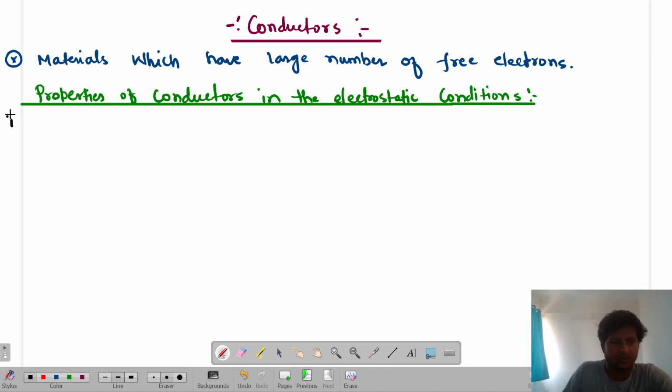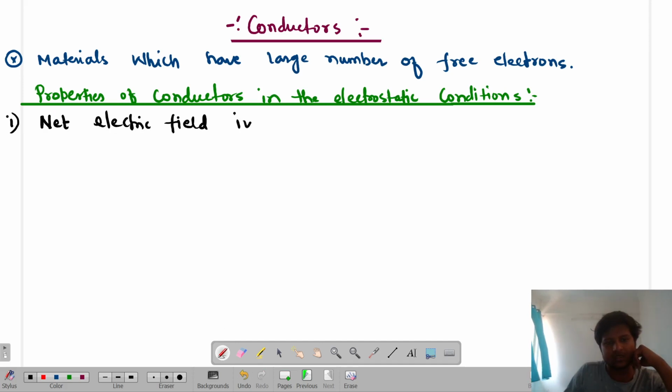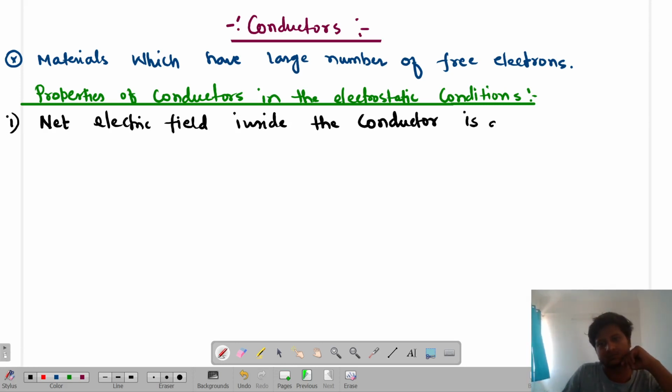Okay. So the first property: when you have the conductors, remember, as you know, the net charge appears on the surface of the conductor. So this is why the net electric field inside the conductor is always zero, whether it is solid or hollow. It is always how much? Zero. Are you able to get me or not?